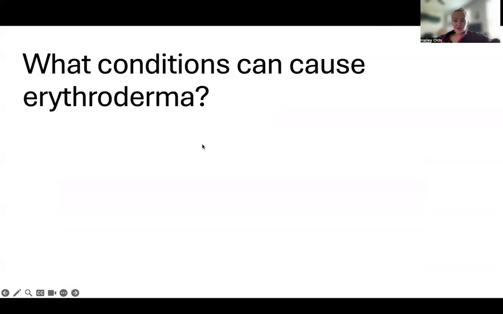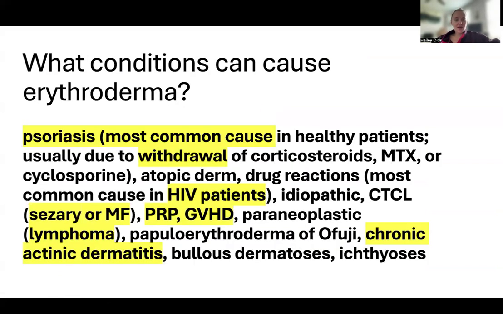Perfect. Okay, what can cause erythroderma? There's a lot of things. Some people like the mnemonic ID SCALP. So it can be psoriasis, which is the most common in healthy patients, can happen after you stop corticosteroids. It can be atopic derm, drug reactions, idiopathic, CTCL, PRP, graft versus host disease. It can be related to lymphoma or other malignancies, chronic actinic dermatitis, ichthyosis, a lot of different things can cause it.